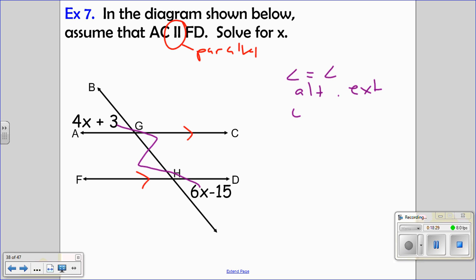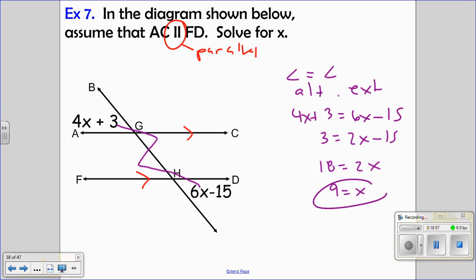So now I could say 4x plus 3 equals 6x minus 15. Now I can solve for x. First, subtract 4x from both sides. You would have 3 equals 2x minus 15. Then add 15 to both sides, so you have 18 equals 2x. Then divide both sides by 2, so you have 9 equals x. And you're done.